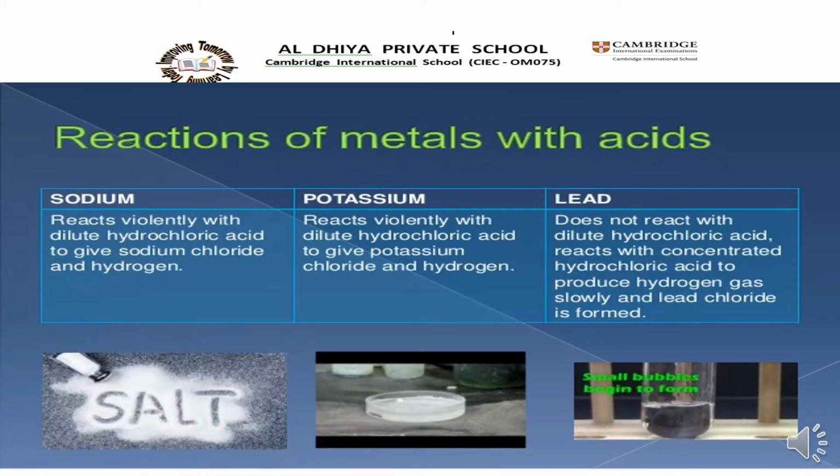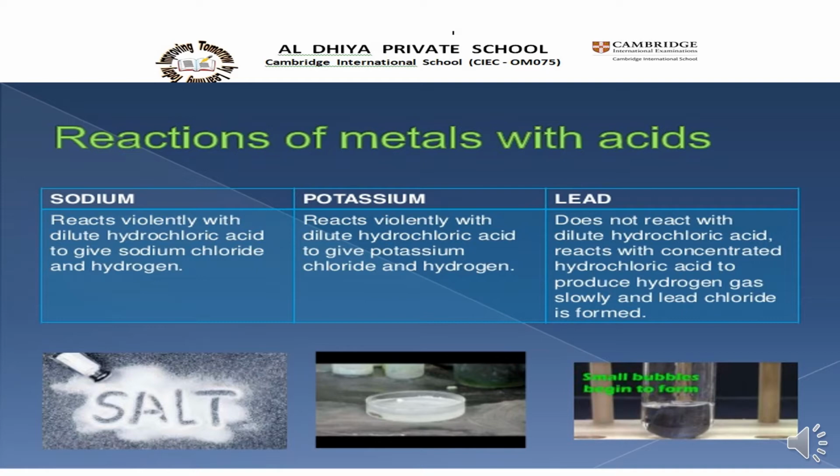Next is the reaction of metals with acids. When a metal reacts with a dilute acid, the products are a salt and hydrogen. The different metals have different levels of reactivity in dilute acid. Sodium reacts violently with dilute hydrochloric acid to give sodium chloride and hydrogen. Sodium chloride means salt. Potassium reacts violently with dilute hydrochloric acid to give potassium chloride and hydrogen.